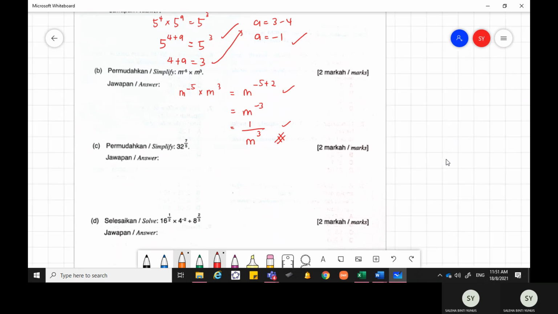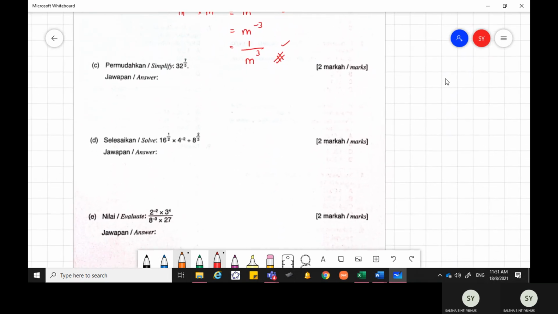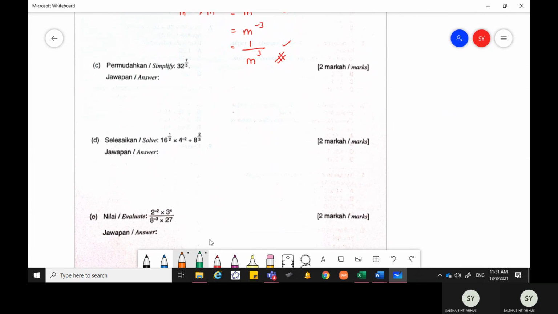Okay, next kita nak move on into question C. Okay, question C. So we have 32 to the power of 7 over 5. So the question asks you to simplify. So bila kata simplify ni, kita permudahkan seboleh yang mungkin. Kalau dapat nilai, kalau nombor tu kecil, kita boleh cari nilai terus.